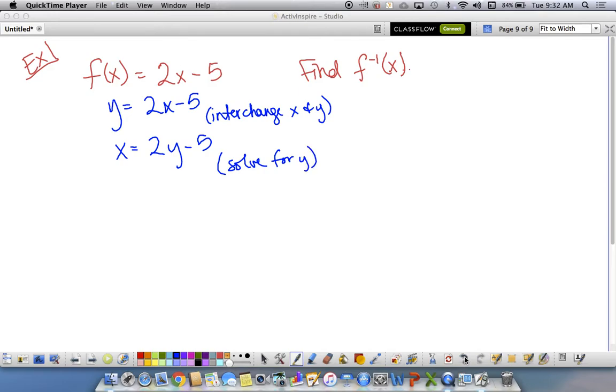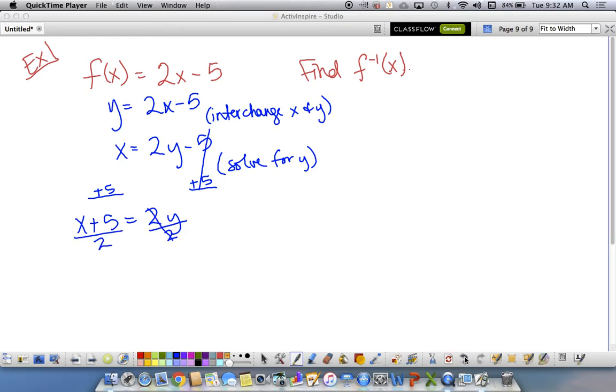So what should I do? I'm going to add 5 to both sides. All right? So I have x plus 5 equals 2y, because those 5's are going to cancel. Okay? Is my y by itself? Not yet. I still need to divide by 2.